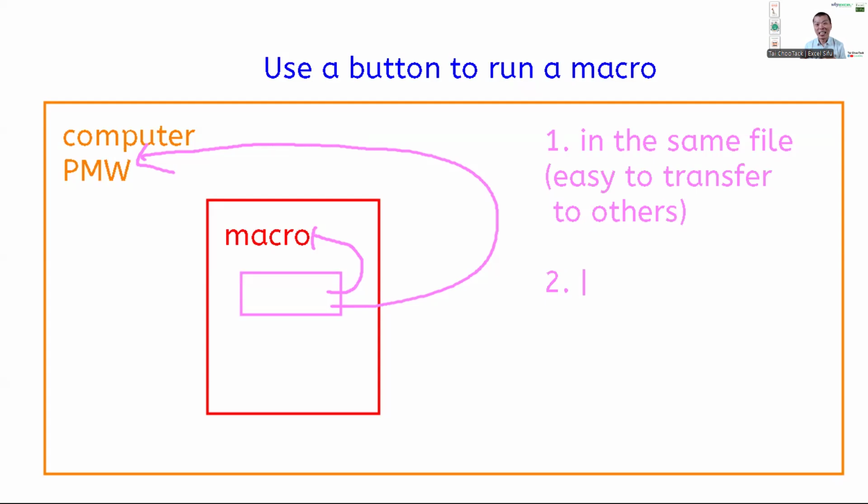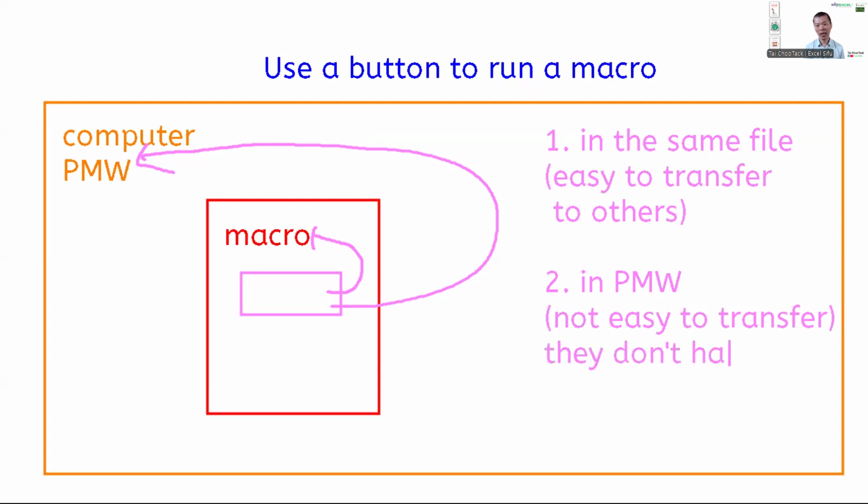If the button refers to the macro in the computer, in the personal macro workbook, and I send it to a different computer, it is not easy to transfer because they don't have my personal macro workbook. So it will not be able to run. It depends on the context. If you are using this button to run a macro within your personal macro workbook, that's okay. So for now, I'm demonstrating this part.